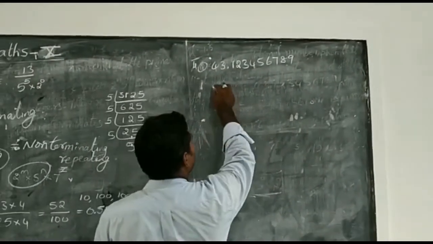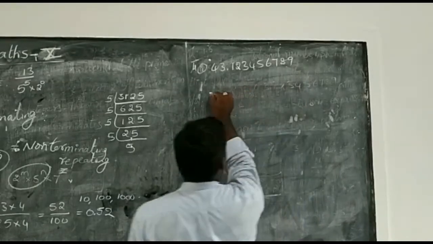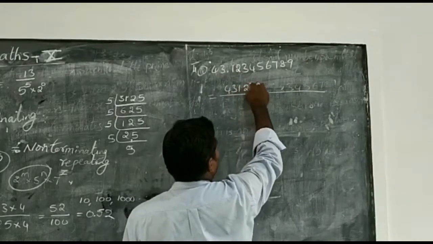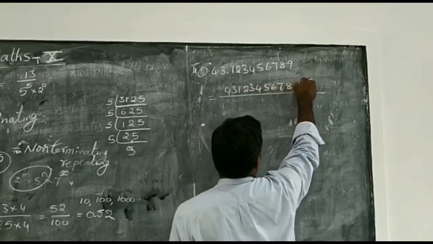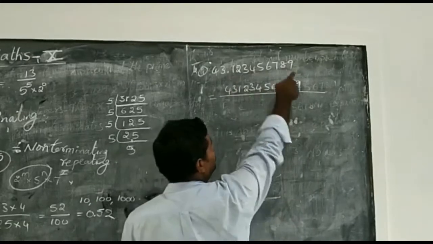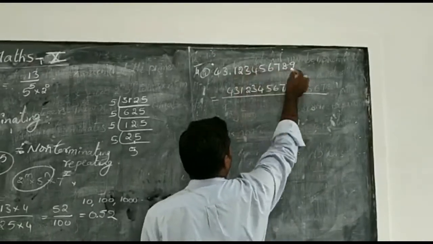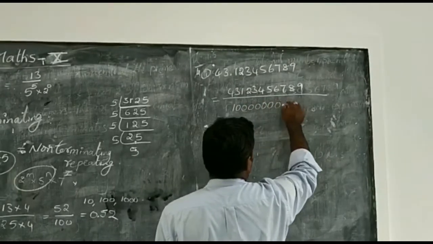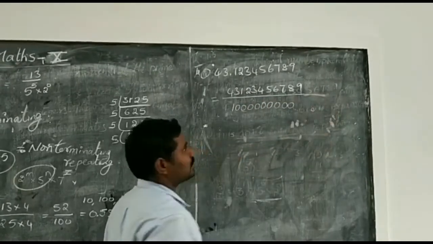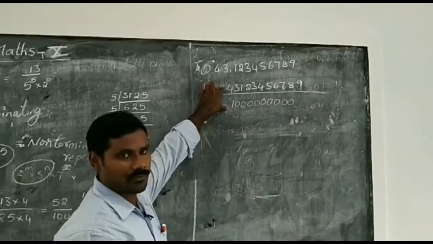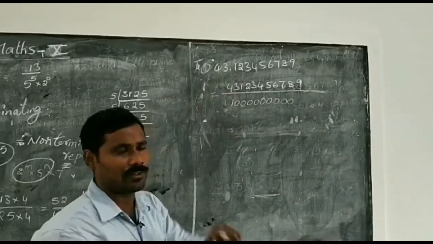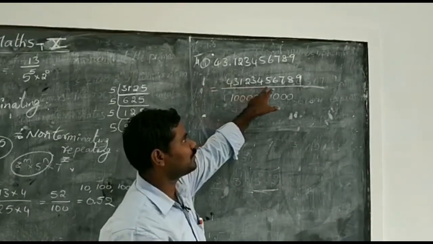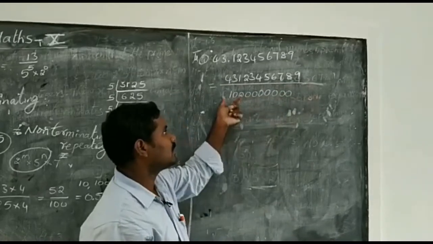43.123456789 can be written in fraction form. Just write the total number 4 3 1 2 3 4 5 6 7 8 9. After the decimal, how many numbers are there? 1, 2, 3 up to 9 numbers. Then write 9 zeros. This is the fractional form, the rational form of 43.123456789. The rational form is 431234567 89 by 10 to the power of 9.